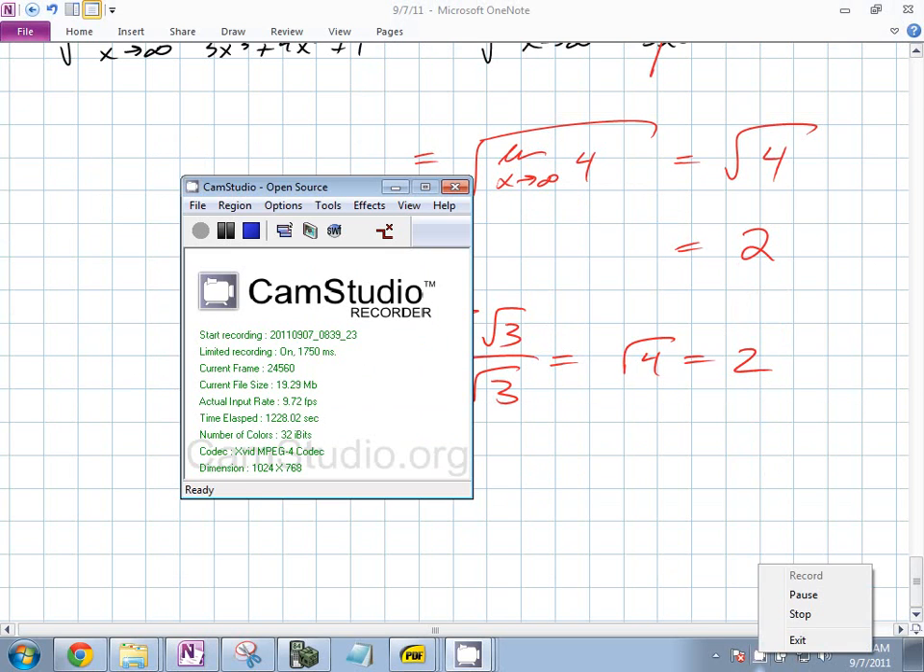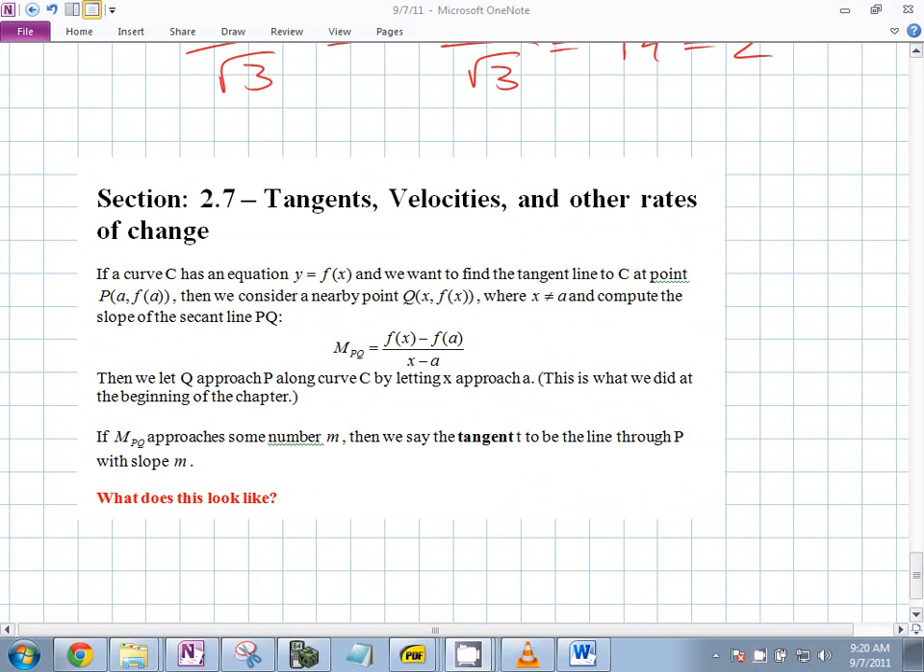If a curve C has an equation y equals f of x, nothing new there, and we want to find the tangent line to C at a point (a, f of a). So the x value is a, and the y value is going to be f of a. Then we consider a nearby point (x, f of x), where x is not equal to a. Compute the slope of the secant line. The secant line is just the line between any 2 points, right?